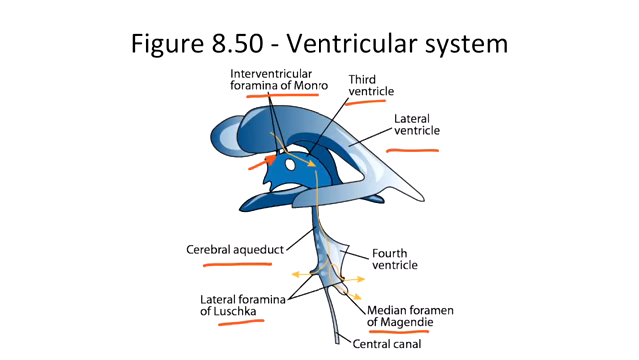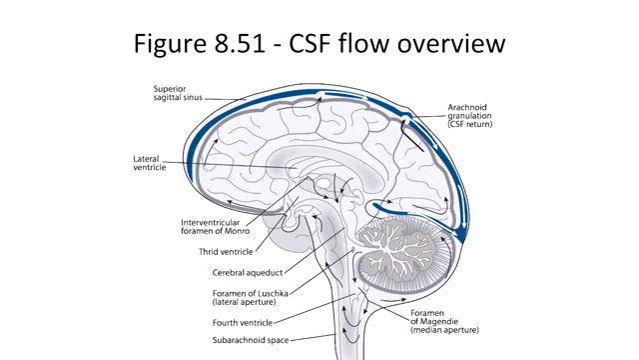Okay, with this in mind, let's look at a mid-sagittal view of the brain to see where the CSF goes after moving into the subarachnoid space. This is figure 8.51, which provides an overview of the normal flow of CSF. From the last slide, we showed that the CSF had just moved into the subarachnoid space through the foramen of Magendie and the two lateral foramina of Luschka. After passing into the subarachnoid space, the CSF enters the venous system through the arachnoid granulations, and these drain into the superior sagittal sinus.